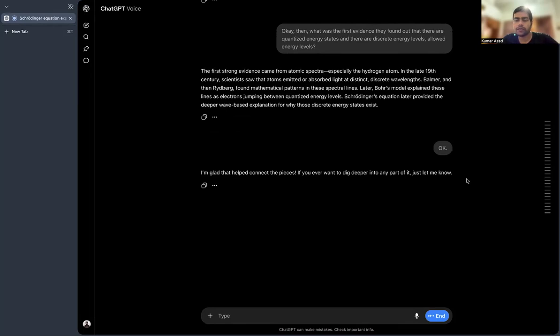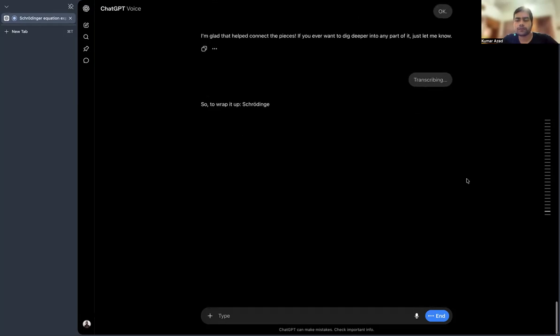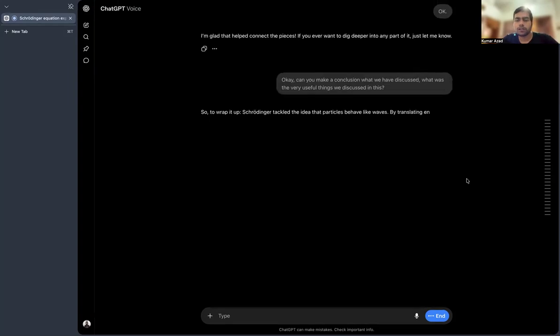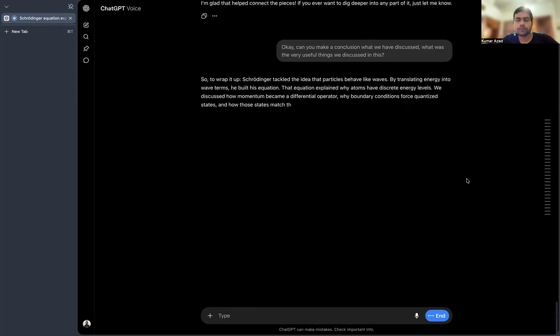Okay, can you make a conclusion of what we have discussed? What were the very useful things we discussed in this? So, to wrap it up, Schrödinger tackled the idea that particles behave like waves. By translating energy into wave terms, he built his equation. That equation explained why atoms have discrete energy levels. We discussed how momentum became a differential operator, why boundary conditions force quantized states, and how those states match the spectra we observe. In short, we explored how Schrödinger gave us the key to understanding the quantum world.